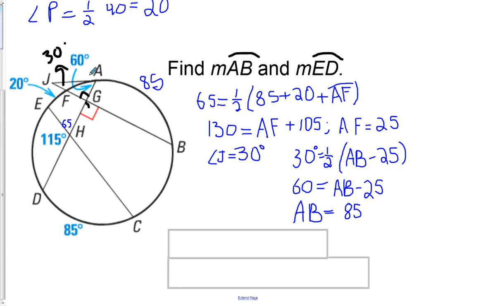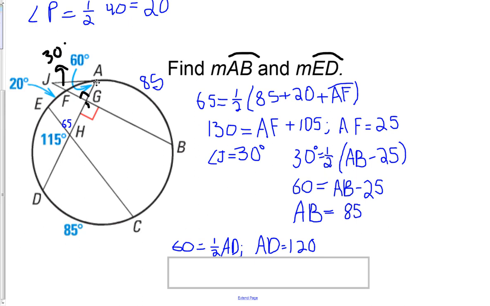Arc ED, we've got some pieces, and actually arc ED we could have solved just from AF here. Because now we have 60 degrees, and this, because it kind of is a tangent, from what we can see, it's tangent. And so this angle, 60 degrees, equals half of this whole arc added together. Well, we know AF is 25. We know EF is 20, and so that will leave us just this last piece, arc ED, to solve. So that setup in equation form is 60 equals half AD, and AD is 120, right?